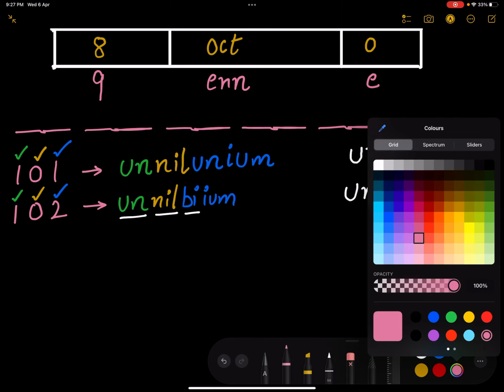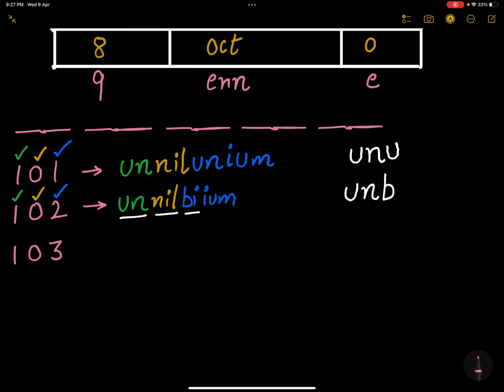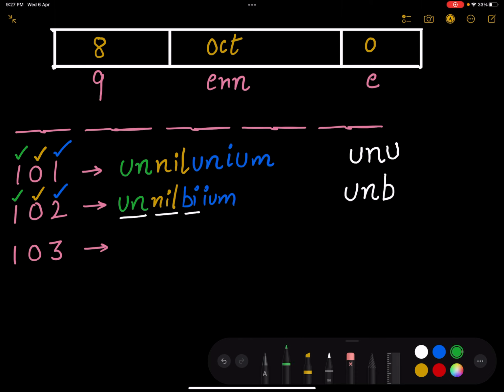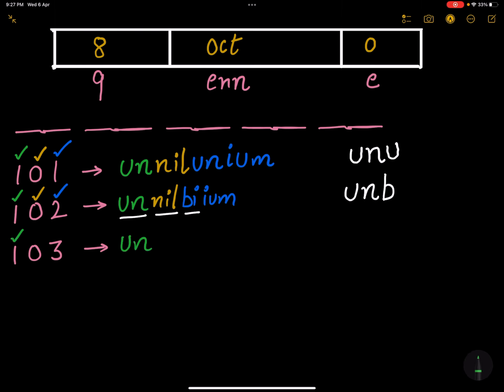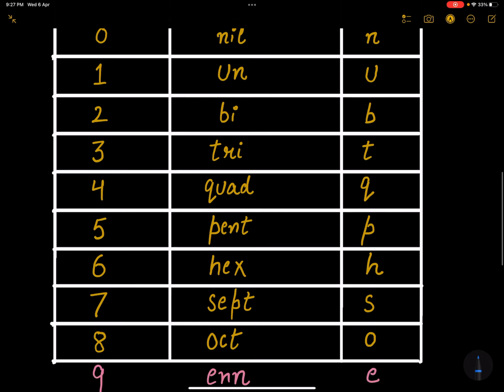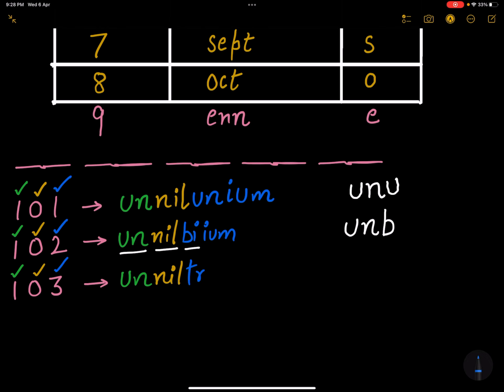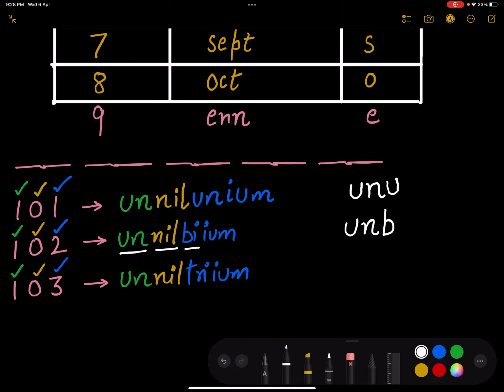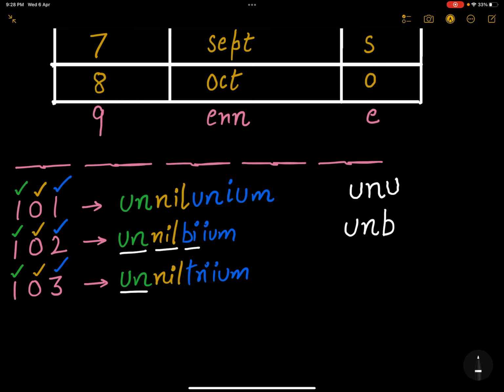Now let's come to the atomic number 103. Here again the first digit is 1, so it's un. The second digit is again 0, so it will be nil. And the third digit is 3. For 3 the numerical root is tri. And we have to add a word at the end of the name, so it comes out to be un, nil, tri, ium. So the symbol for this atomic number 103 will be: for un, the symbol is u. For nil, the symbol is small n. For tri, the symbol is small t.